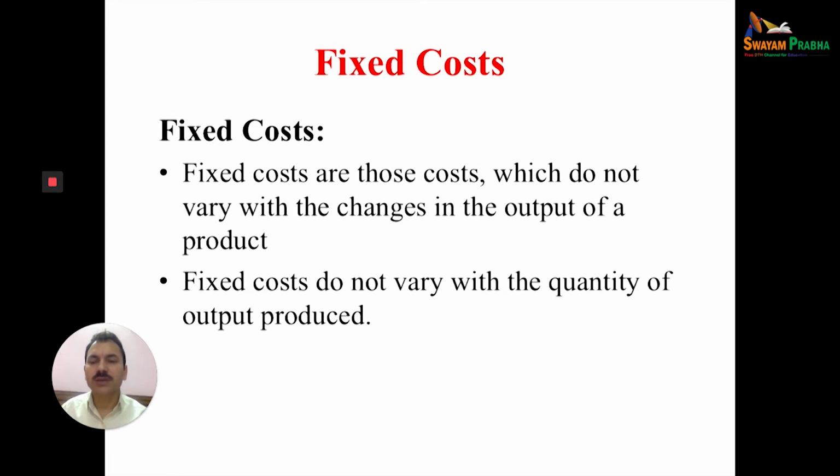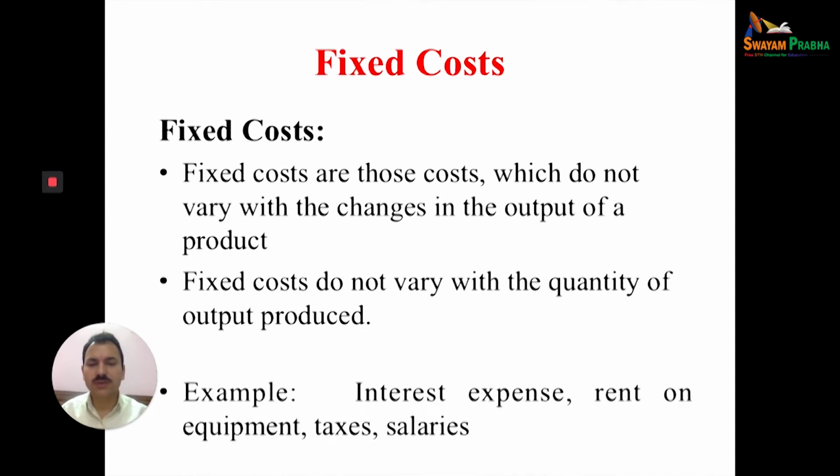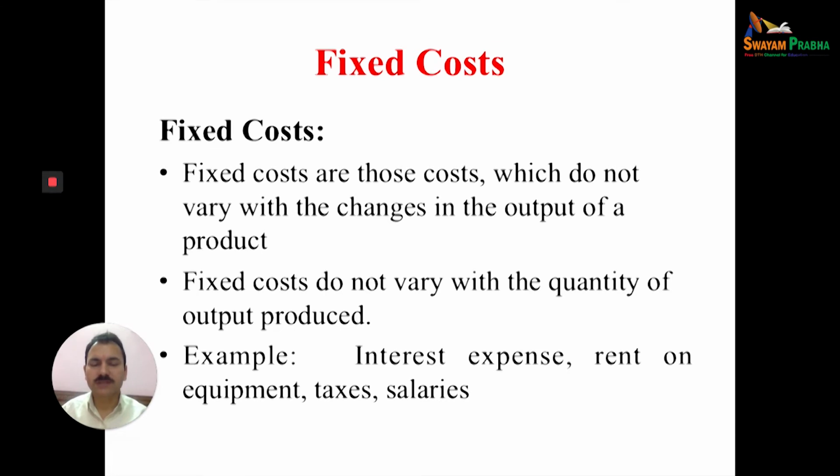For example, paying rent to the owner of the building is a fixed cost. You have purchased machinery, and the payment made for the machinery is a fixed cost. Interest expenses, rent, equipment, taxes, and salary to permanent staff are examples of fixed cost. So fixed cost is the cost which does not change with the quantity of output produced.